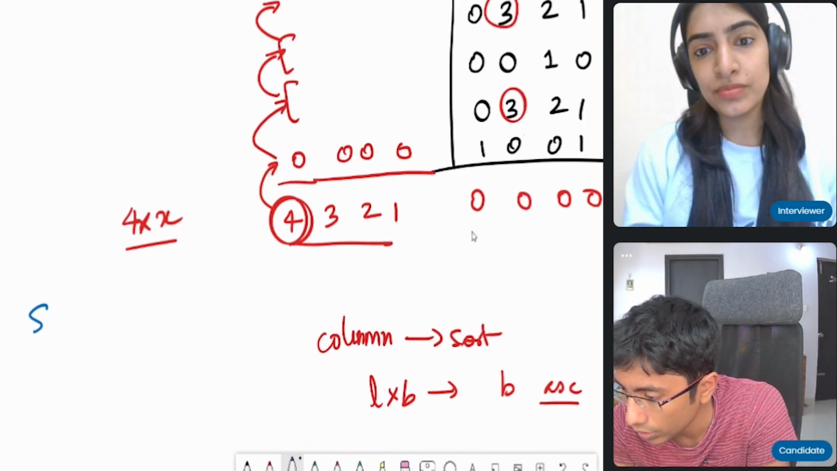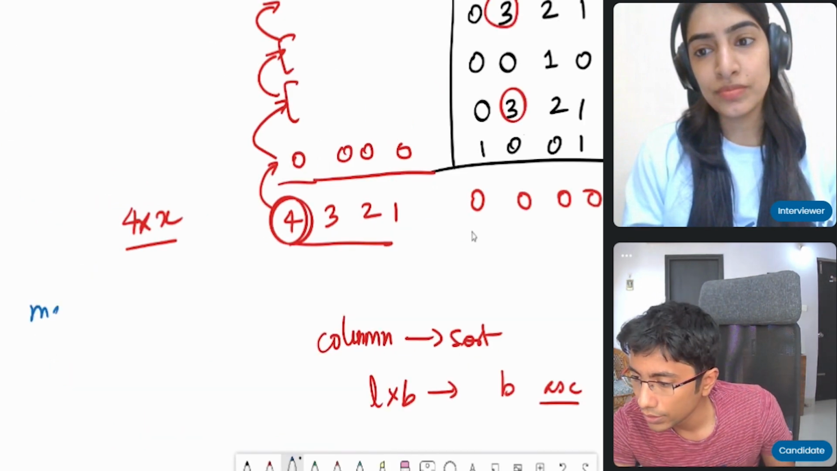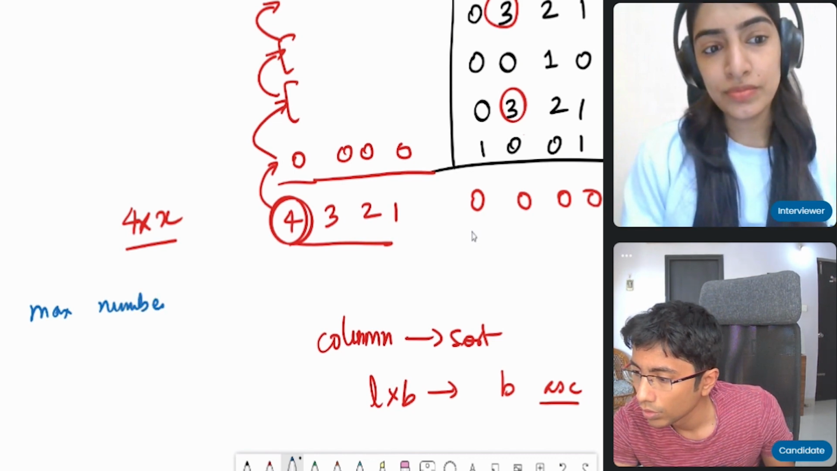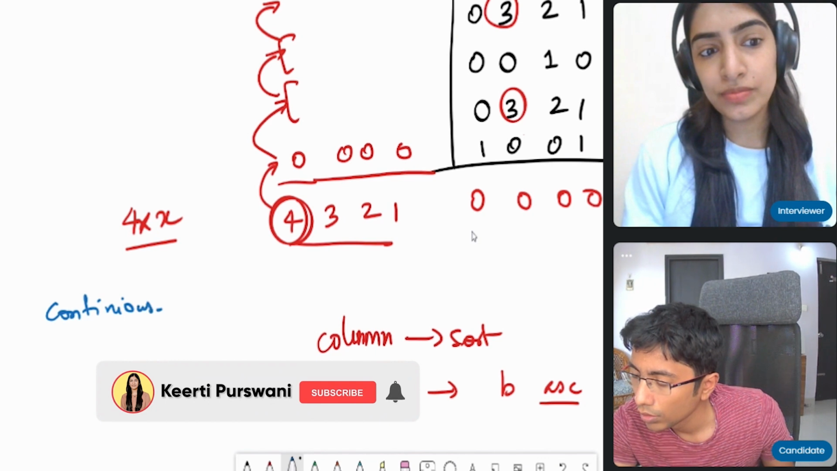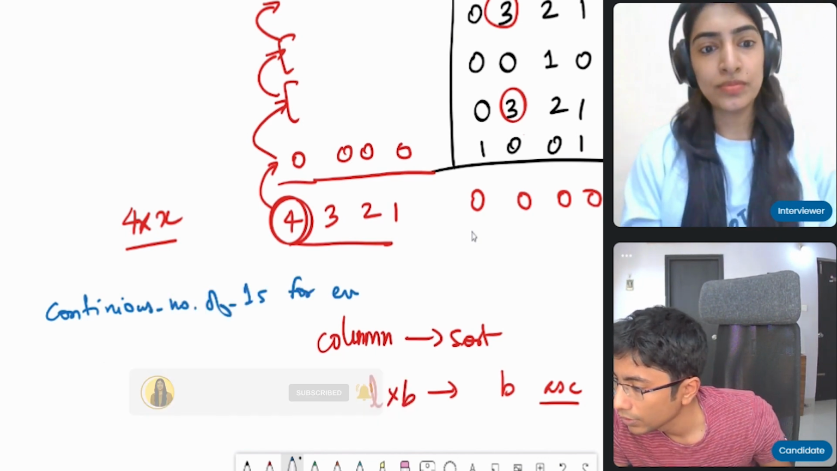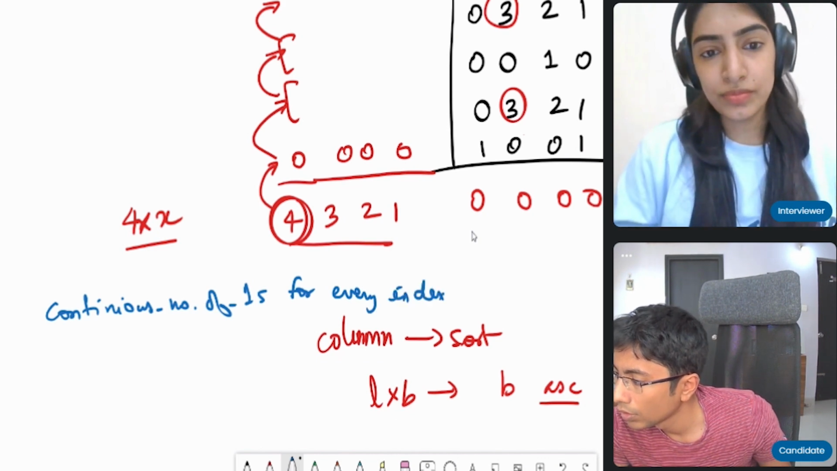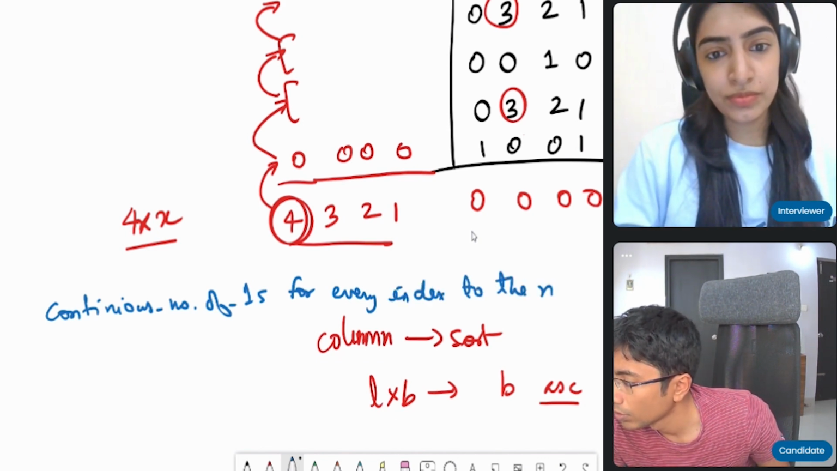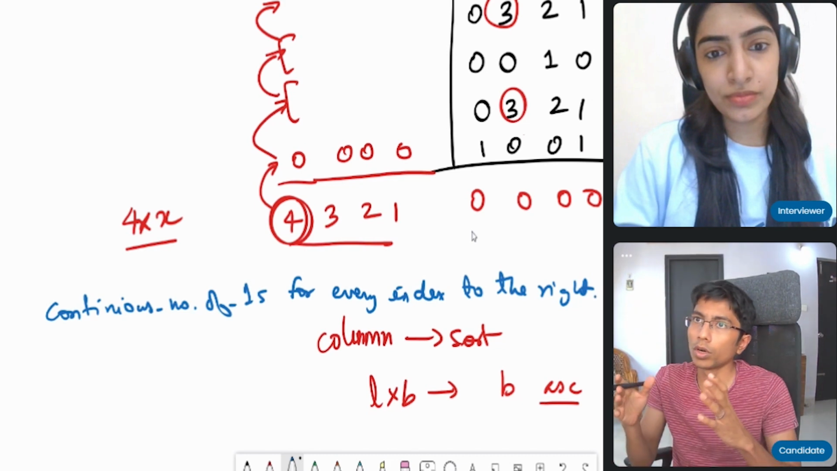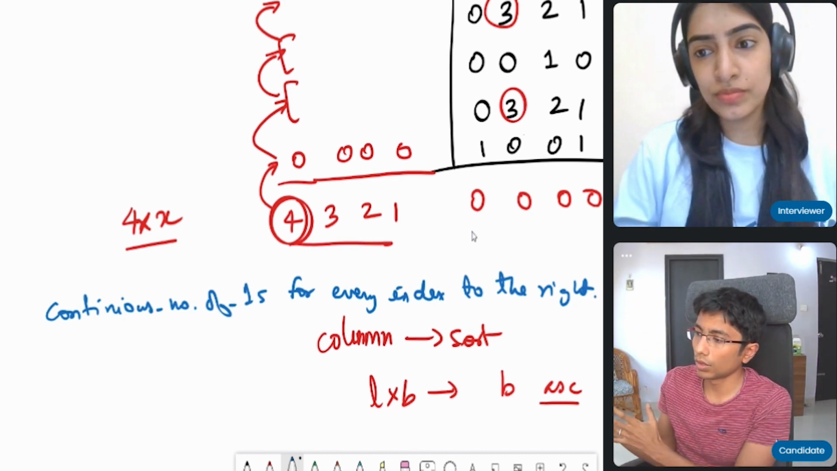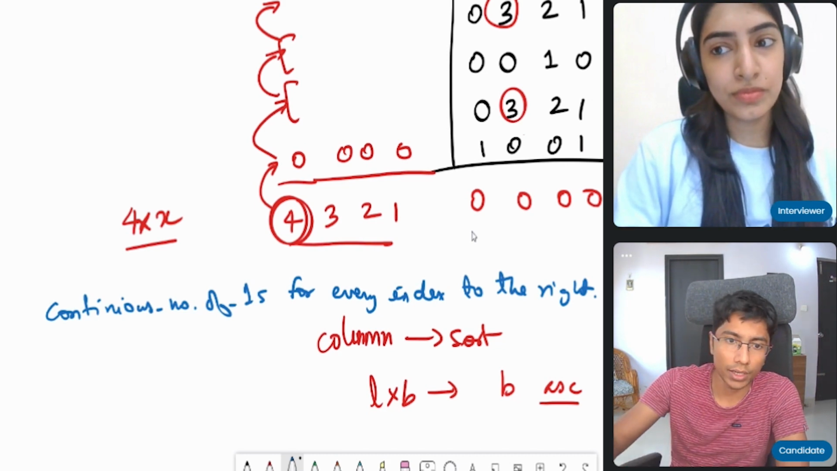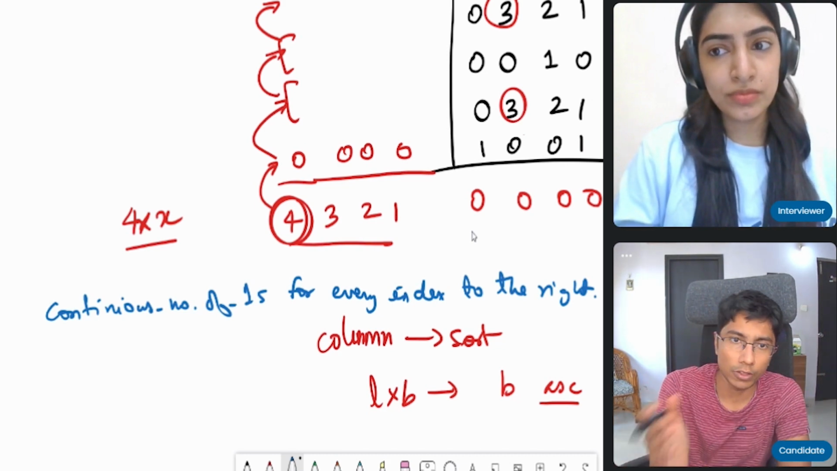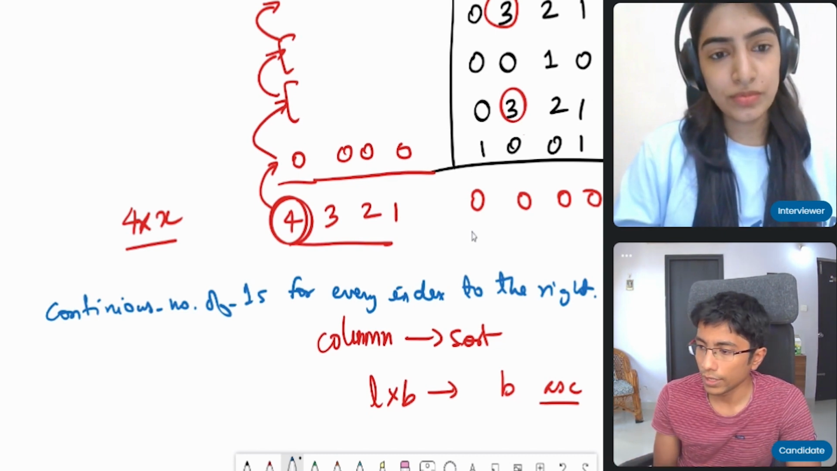Let's say first, I find the max number of continuous ones for every index to the right. For this I need to do a scan for every row. From the right, I'll keep starting and I'll keep incrementing the counter. The moment I hit a 0, I make it 0. So okay, that is one thing.